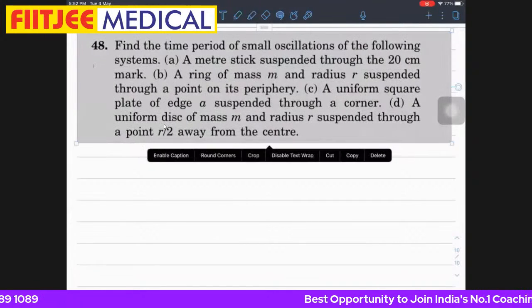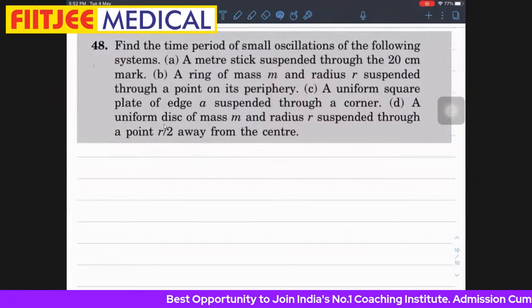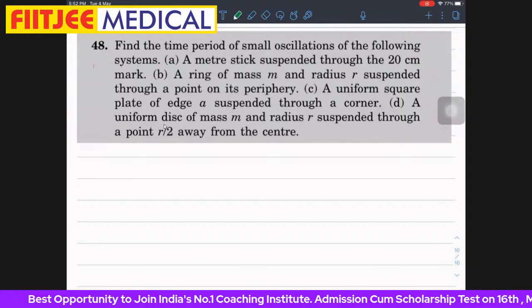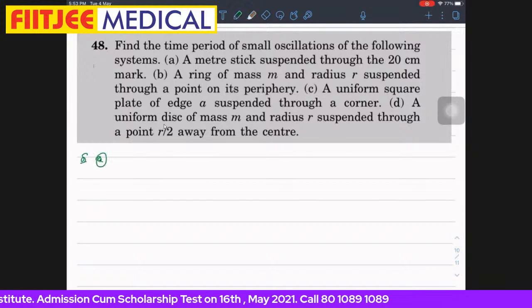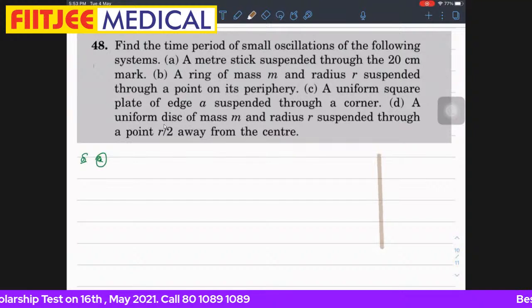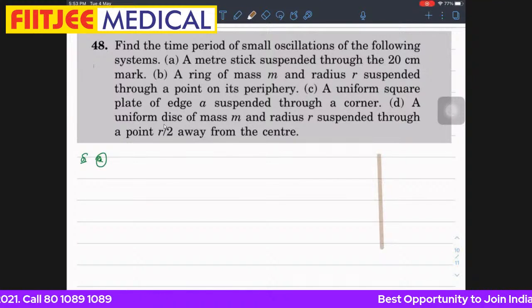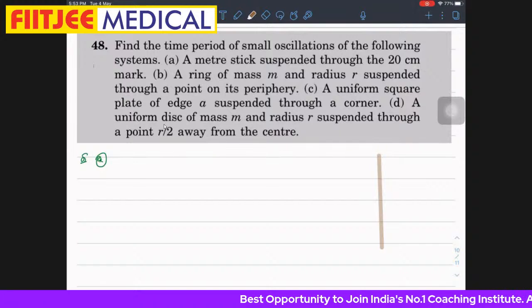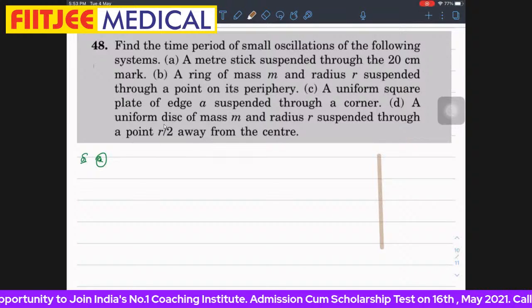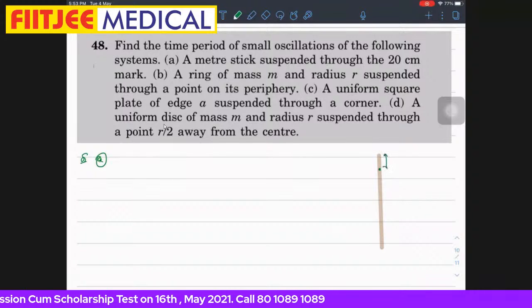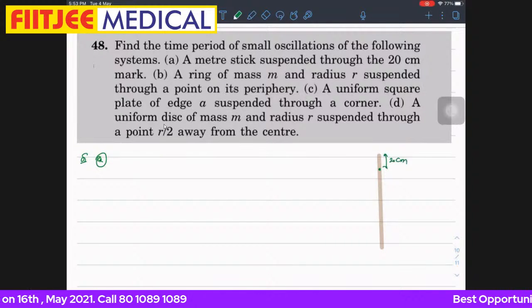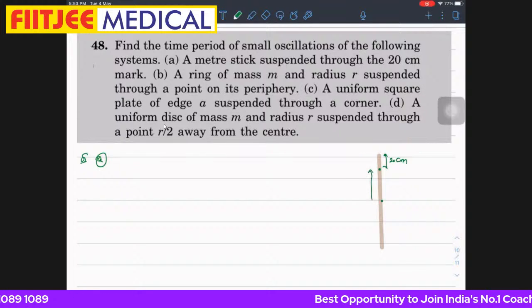We have been given: find the time period of small oscillation of the following system. Part A: there is a meter stick, and it is suspended through the 20 centimeter mark. Its center of mass will be at the 50 centimeter mark, so this distance is how much? 30 centimeter.